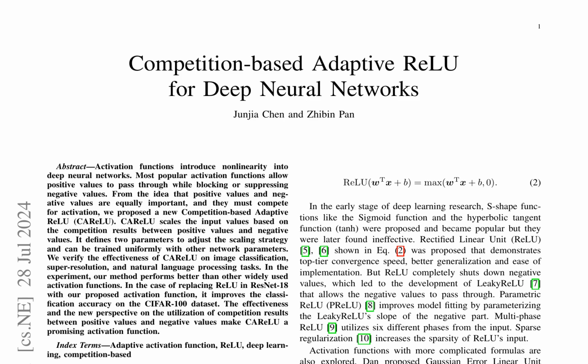natural language processing. Most activation functions process negative and positive values differently, implying that positive values are more important. But from a signal processing perspective, both positive and negative values are equally important and should compete for activation. This insight motivates the development of a novel competition-based adaptive ReLU, CAReLU, activation function, which scales input values based on the competition between positive and negative values.